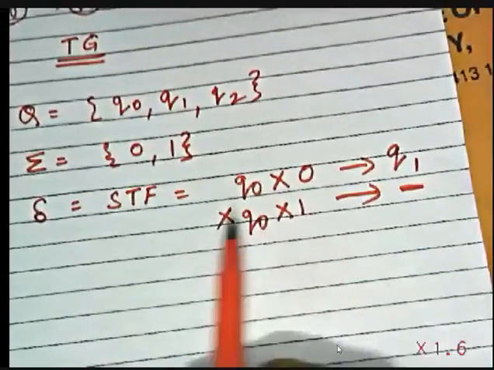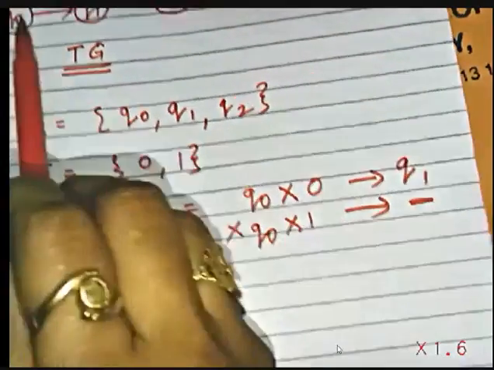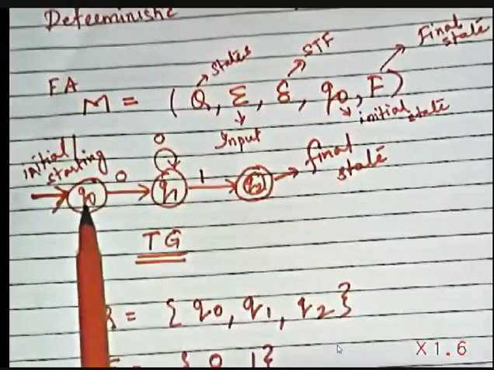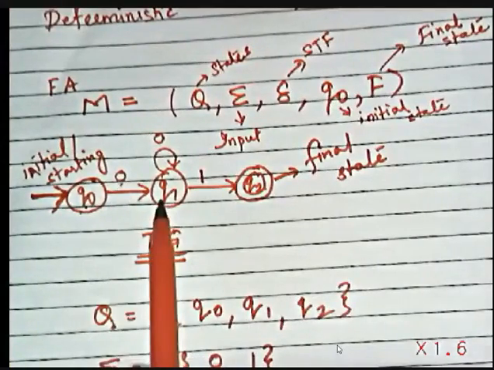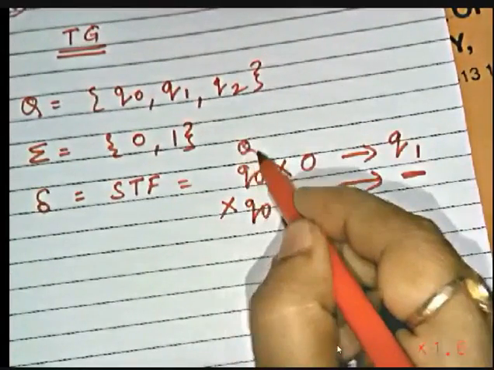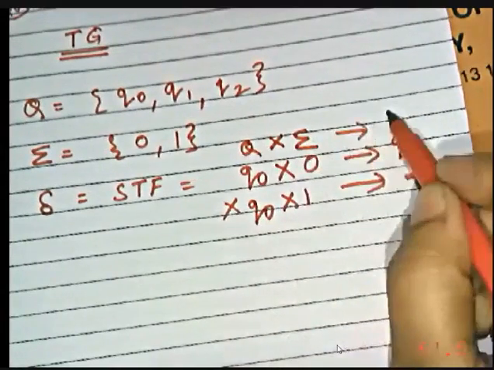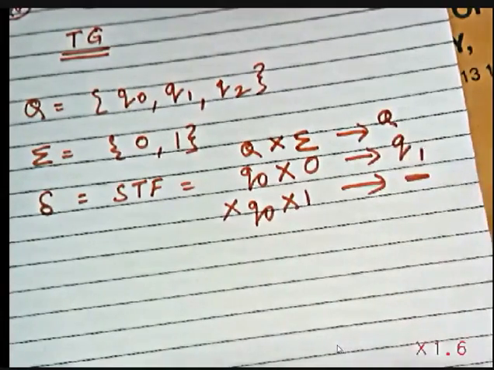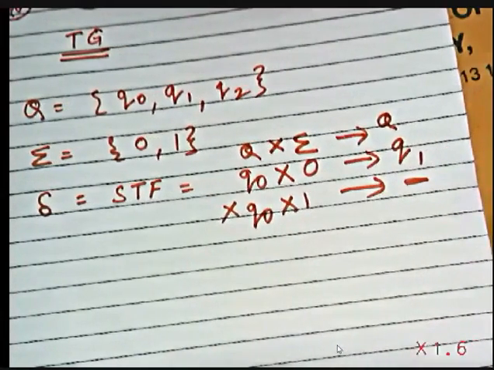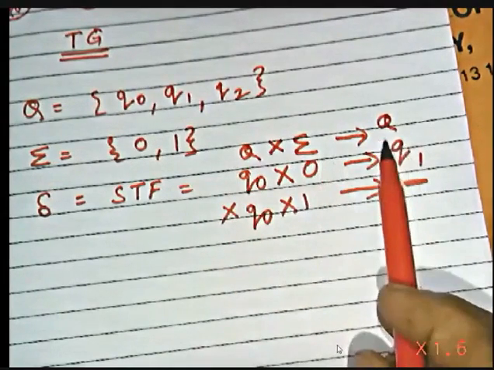Are you able to see? Yes. So in this state function, Q0 on 0 moves to Q1. I have represented it here: this is my Q into sigma giving you the next state. Is it the representation we discussed in the last lecture? So Q into sigma gives you Q, right?